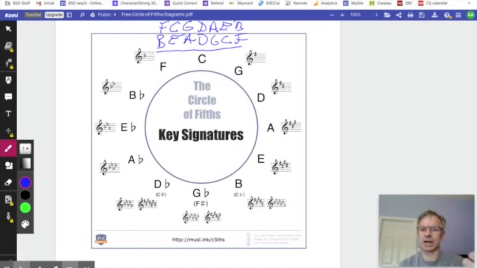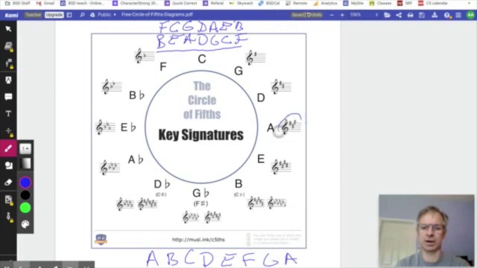So let's just pretend I'm going to pick a key that I want to write in. I want to write in the key of A. So I'm going to start out by writing all of the letters of my musical alphabet down here. A, B, C, D, E, F, G, and I know the scale is going to end on A.